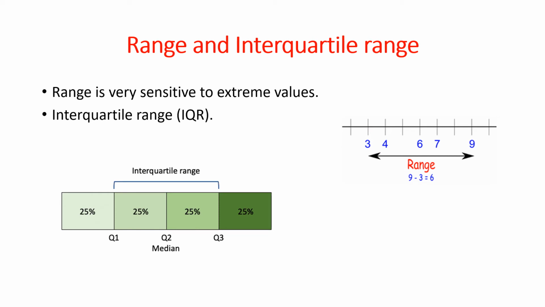Well, let's start off with range first. Range is the difference between the smallest and the biggest number in the distribution, which, as you can see, is very, very easy to calculate. But one disadvantage of range is that it's very, very sensitive to outliers. So if you have extreme values in your distribution, then range cannot be the best solution to measure variability.